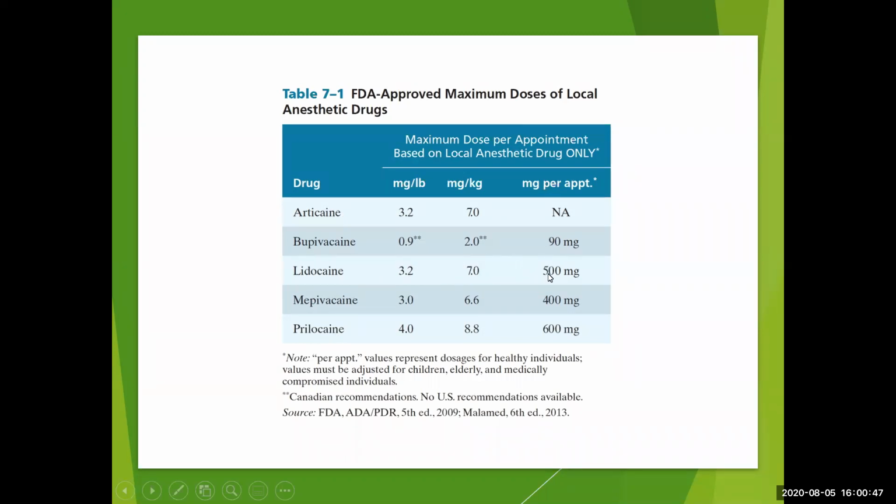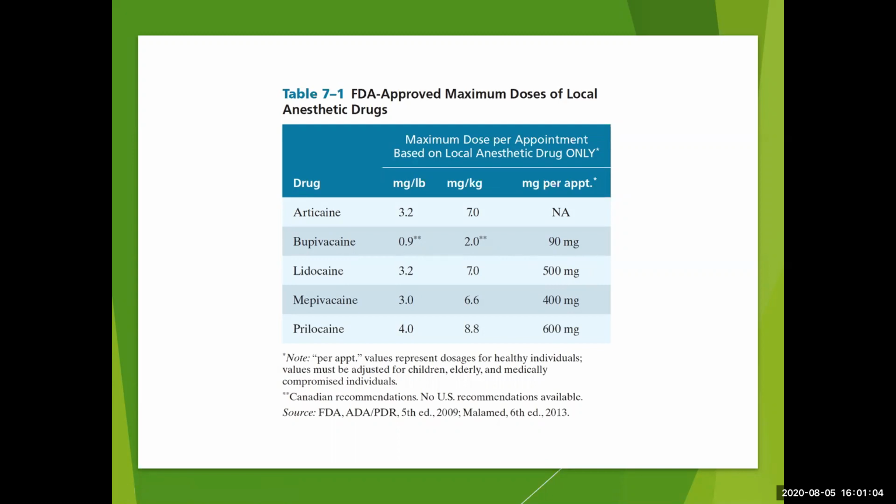And then this column lists the absolute MRD. So for lidocaine, 500 milligrams is the absolute MRD. So no matter what a patient weighs, you cannot exceed 500 milligrams of lidocaine in one appointment.